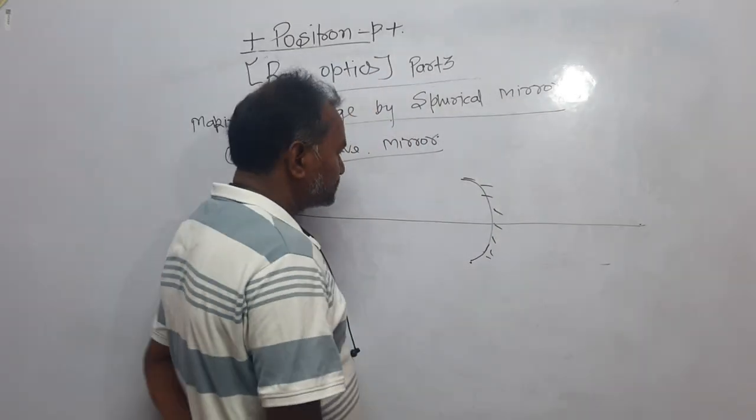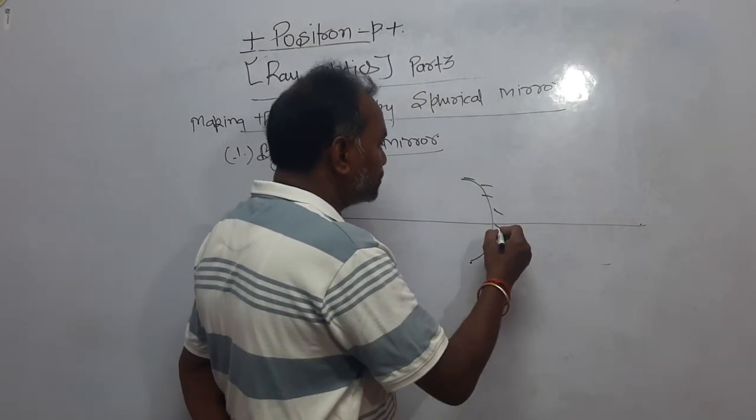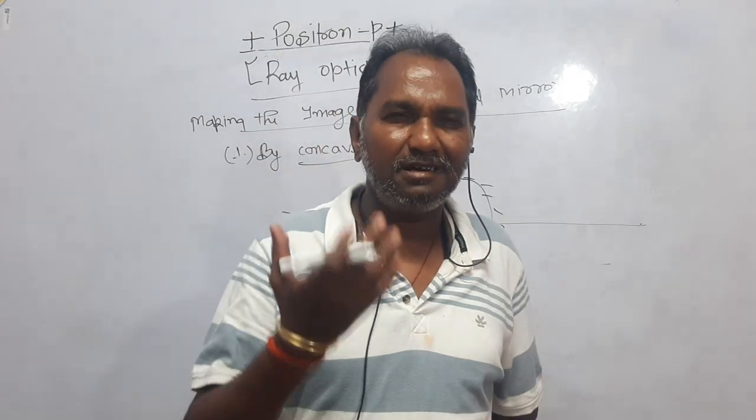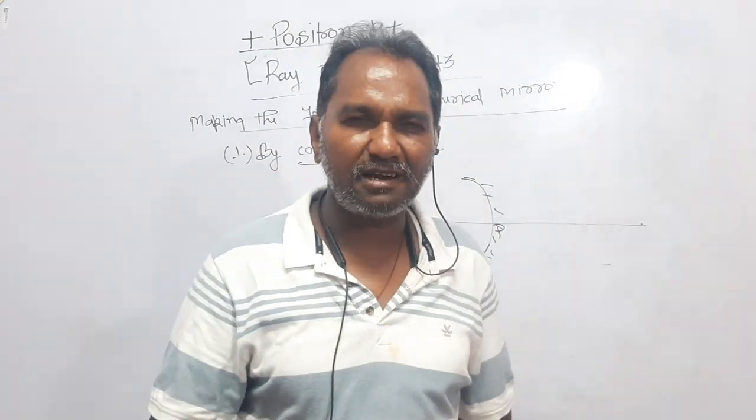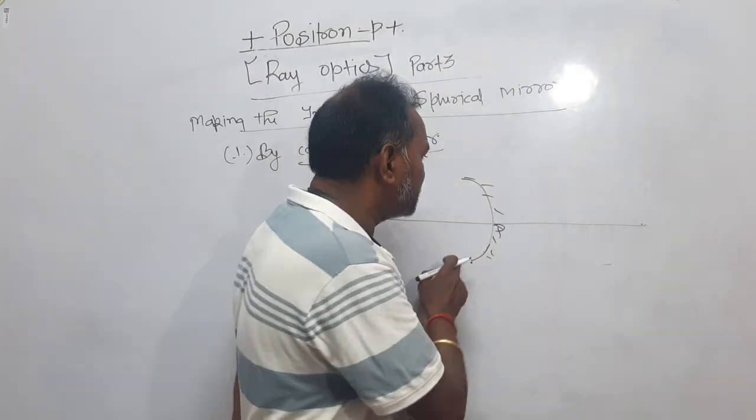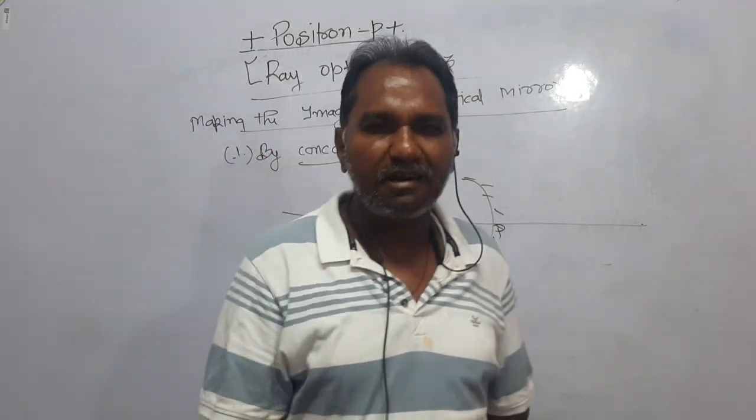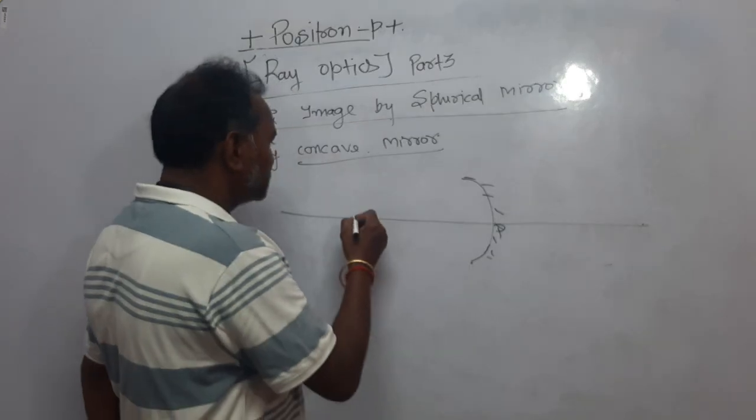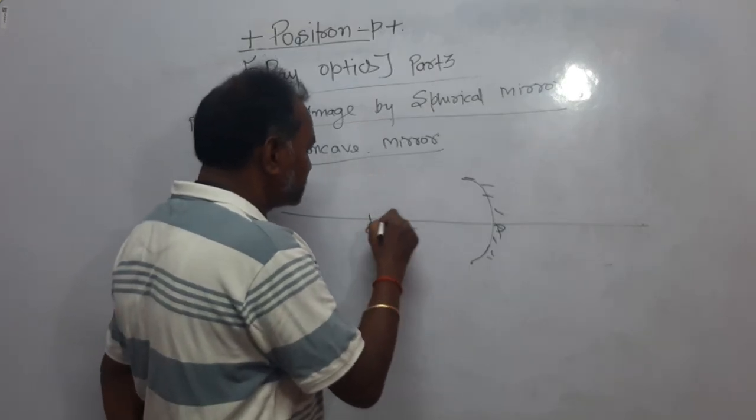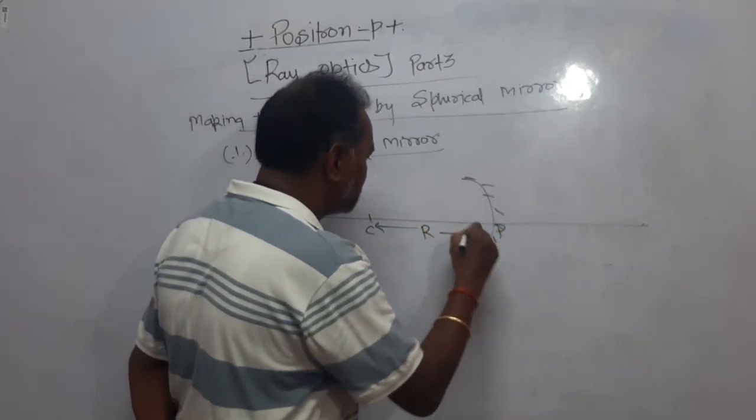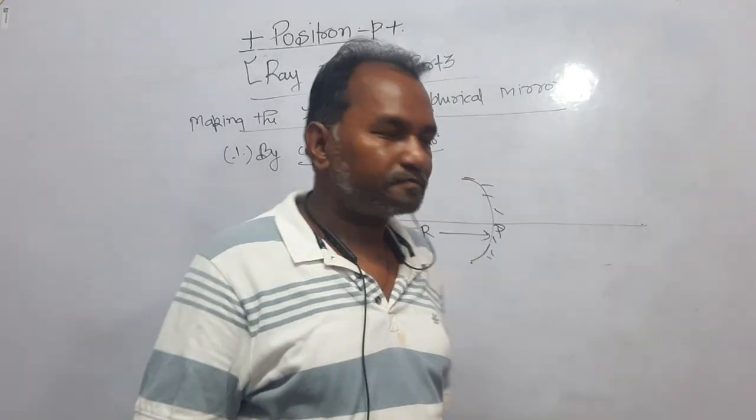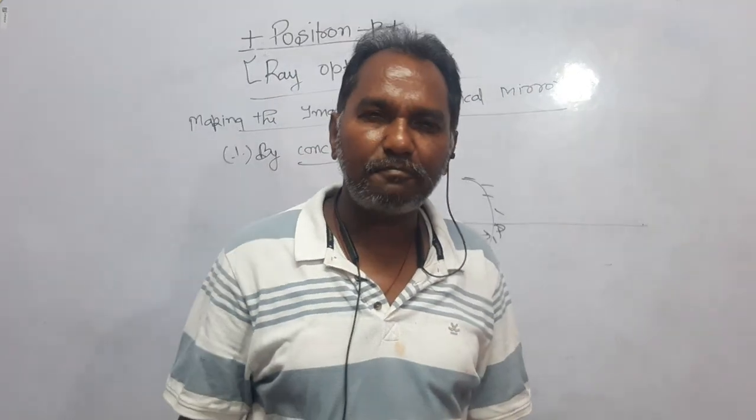Dear student, this is the mirror. The geometrical center of the mirror is said to be the pole. In easy language, you can say that the center of this mirror is said to be the pole. And this is the center of curvature. This is the radius of curvature, right? So, the line joining the center of curvature and pole is said to be the optical axis.